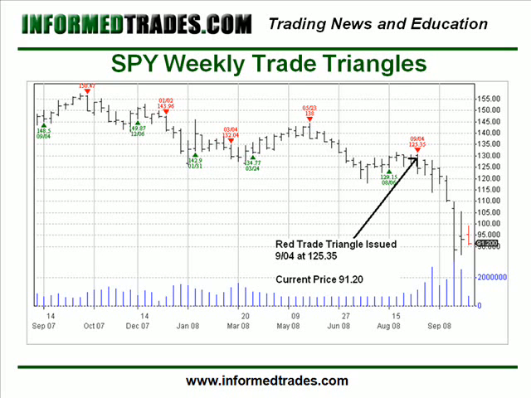As I talked about in my introduction video, we start with a weekly chart to identify the long-term trend in the market. As you can see from the below chart, we are in a downtrend as indicated by the red trade triangle issued on the 4th of September at 125.35. While the fact that the trade triangle was issued about a month and a half ago and at a price that is significantly higher than today's price is not necessarily going to keep me out of this trade, it is something that I'm going to keep in mind as I go through the rest of my analysis.